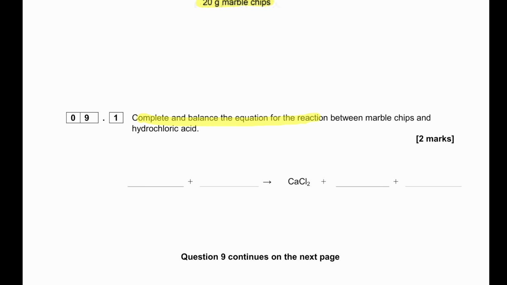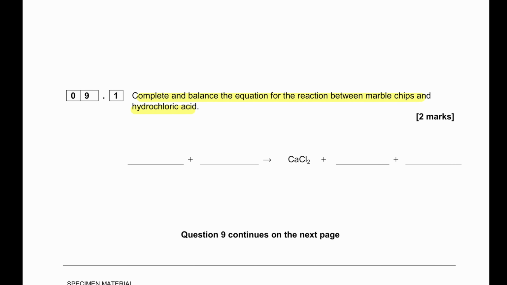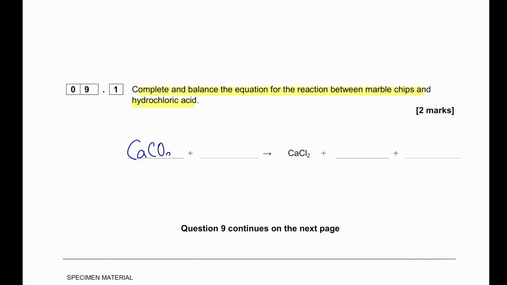Complete and balance the equation for the reaction between marble chips and hydrochloric acid. Marble chips is calcium carbonate, so we're going to write CaCO3, and it reacts with hydrochloric acid, which is HCl. Once the reaction completes, it produces carbon dioxide and also H2O. Since there are two chlorines on the right hand side, there must be two on the left hand side as well, 2HCl. So CaCl2, CO2 and H2O.